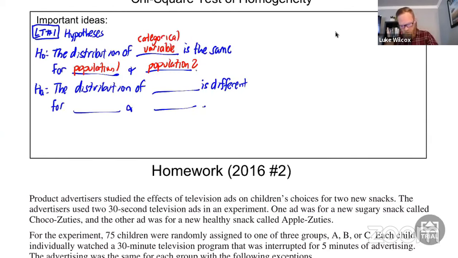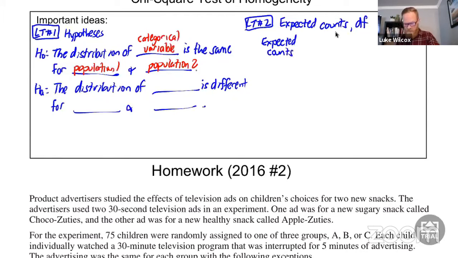Okay, learning target number 2 had to do with calculating expected counts and also being able to identify the degrees of freedom. And so we just have a couple of formulas here that we uncovered in the activity. First of all, the expected counts. Anytime you have data in a two-way table like this and you're doing a chi-squared test, you're going to use row total times the column total.